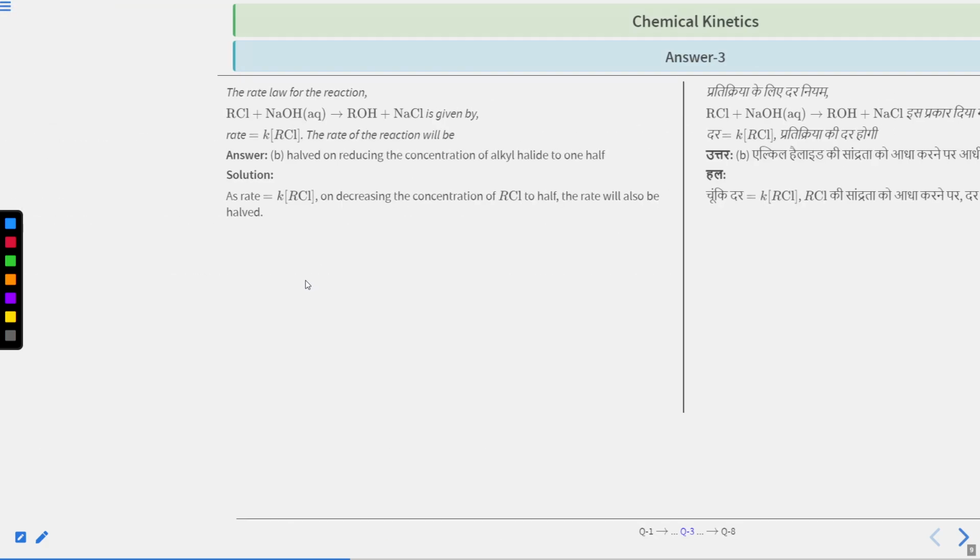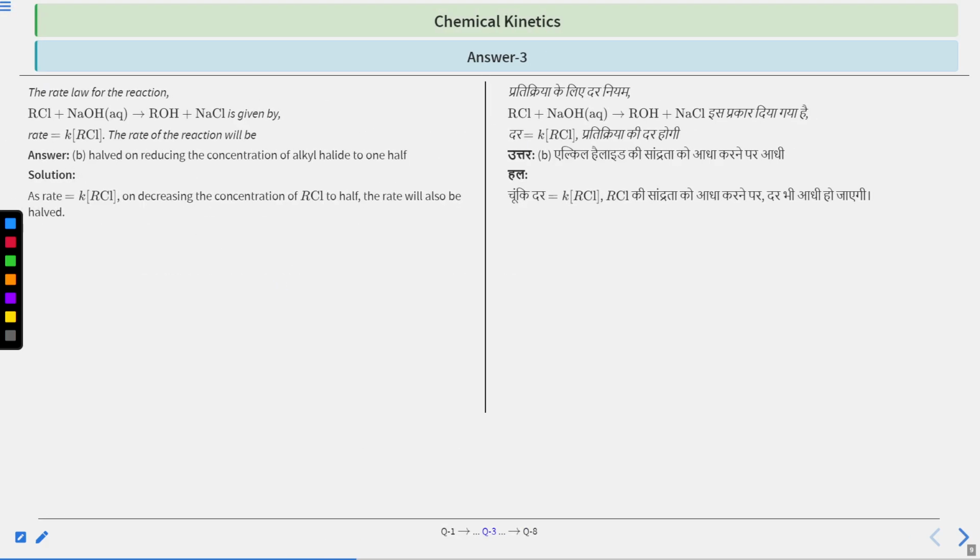Okay. Let's see. The correct answer is option B, that is halved on reducing the concentration of alkyl halide to 1/2. So, as in the question only, the rate is defined as K times RCl concentration. Right? That means rate will only depend on the concentration of RCl, none of the other reactants or the products.